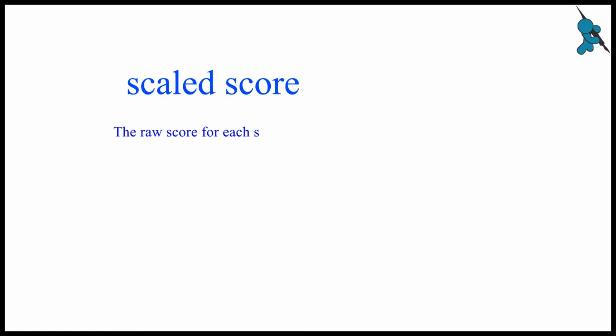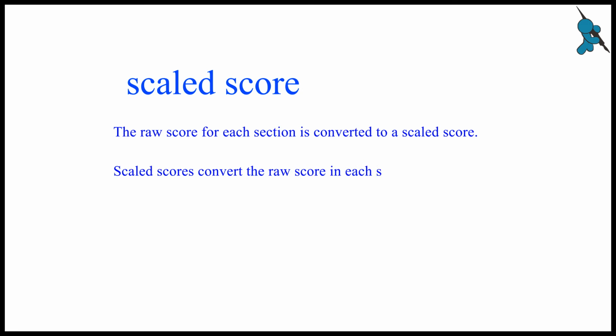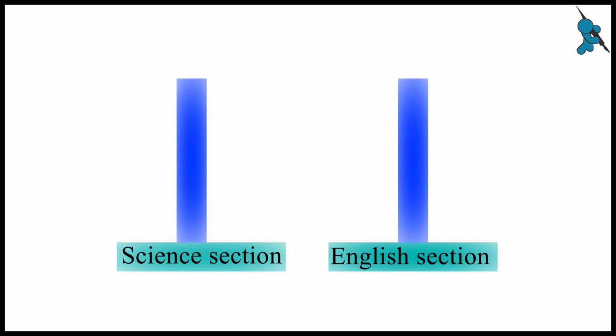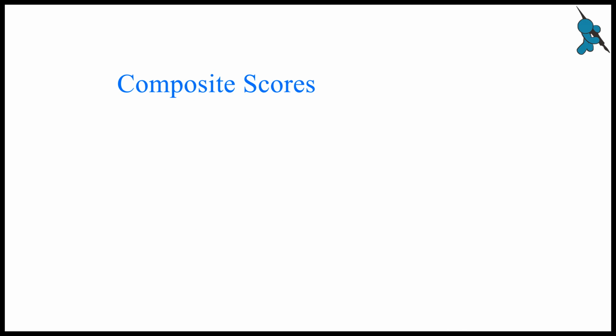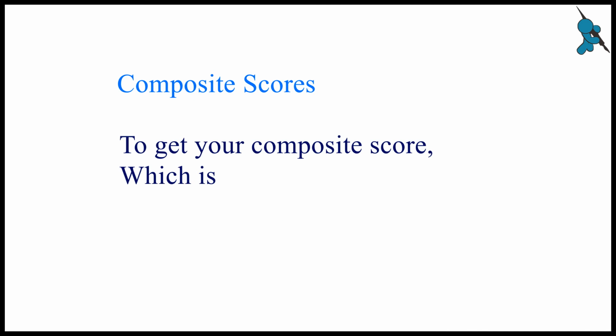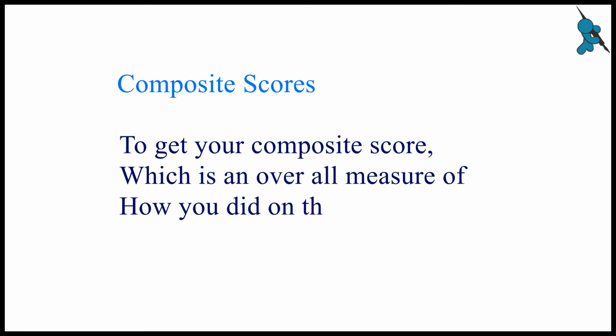the raw score for each section is converted to a scaled score. Scaled scores convert the raw score in each section into a score ranging between 1 and 36, where 1 is low and 36 is high. So, if you get a scaled score of 28 in the science section and in the English section, you know you did equally well in both sections. All of these 4 scaled scores are then averaged to get your composite score, which is an overall measure of how you did on the test as a whole.